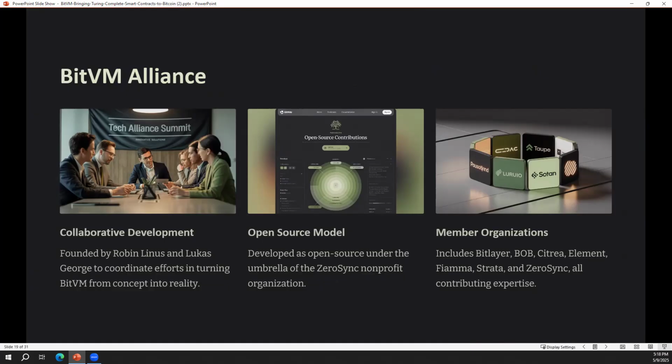So to coordinate efforts in turning BitVM from concept into reality, the BitVM Alliance was formed, co-founded by Robin Linus and developer Lukas George. This alliance brings together several Bitcoin-focused teams. Members include companies and projects like Bitlayer, BOB, which is Build on Bitcoin, Citrea, Element, Fiamma, Strata, and ZeroSync, all contributing expertise and resources to advance BitVM development.